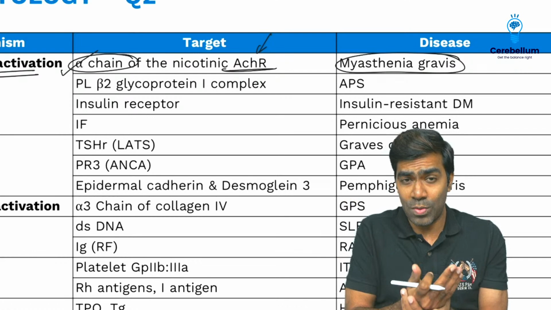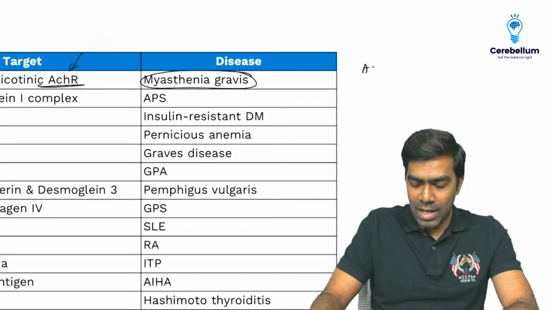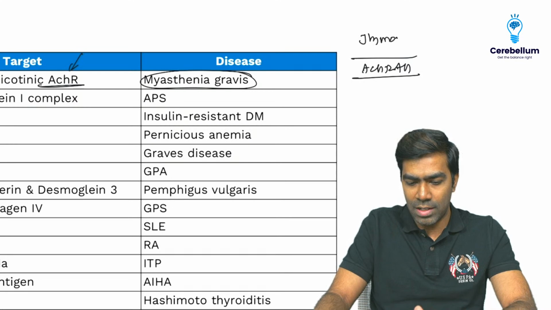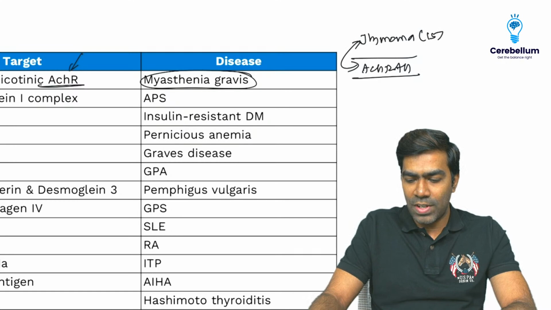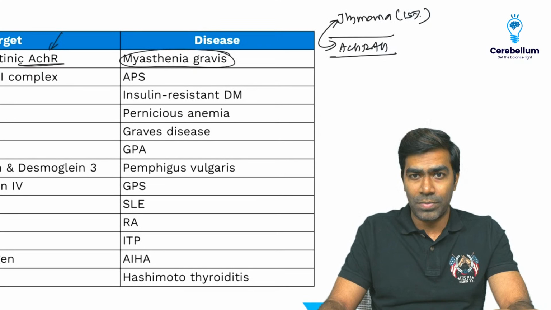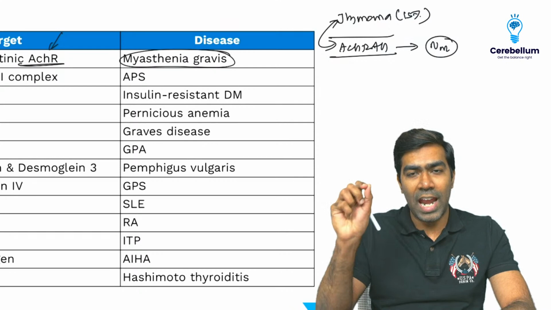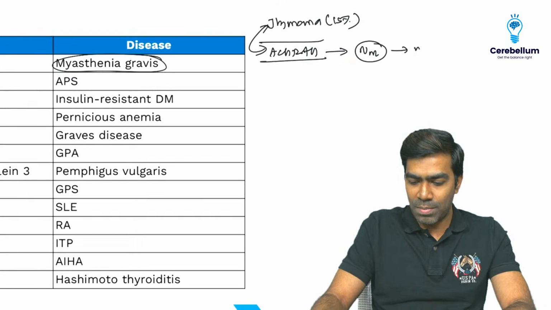Many people know that acetylcholine receptor antibody will be associated with something called thymoma. In how many cases? In 15% of the cases you will have thymoma. Myasthenia gravis may be due to thymoma. And if this acetylcholine receptor antibody is targeted against the NM type, that is the neuromuscular junction type, this will result in myasthenia gravis.